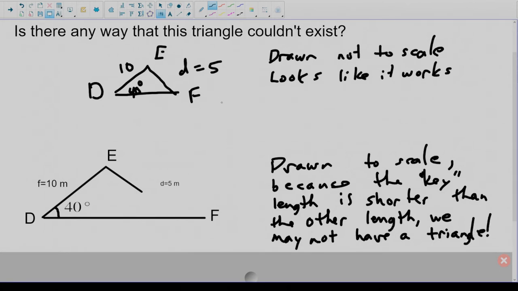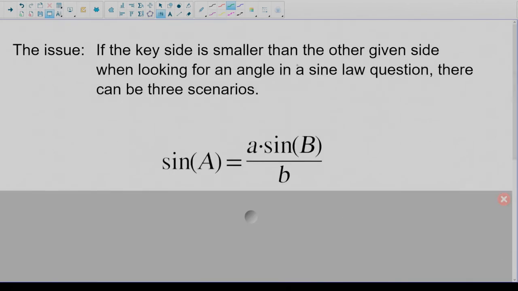Okay? Now, when I say the key length, I mean an angle and its opposite side. We had talked about the angle and the opposite side given to you being the key in the sine law. That's what I mean by the key length. Okay? And I wrote that down here again. If the key side is smaller than the other given side, when looking for an angle in a sine law question, there can actually be 3 different scenarios.